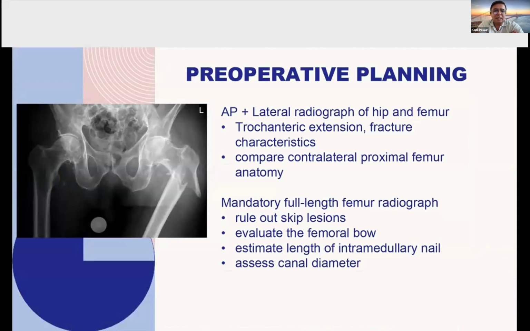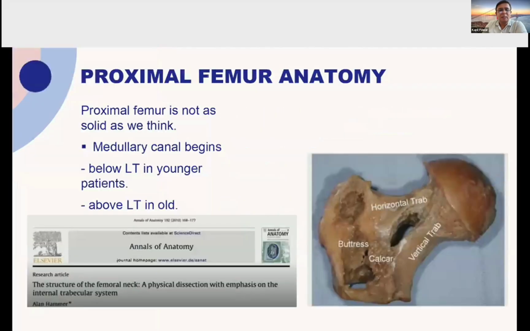For the X-ray, we need an AP and lateral radiograph. What we want to see is basically a reverse oblique extending into the trochanteric area, because the trochanteric area is important for putting a nail, and any comminution or fracture there can make the choice of implant difficult. We need a full-length X-ray of the femur, because we need to rule out any skip lesion if it is osteoporotic or pathological. We need to see the femoral bow and the width of the canal if we want to take a long nail. We also want to see the contralateral femur to know the normal neck-shaft angle.